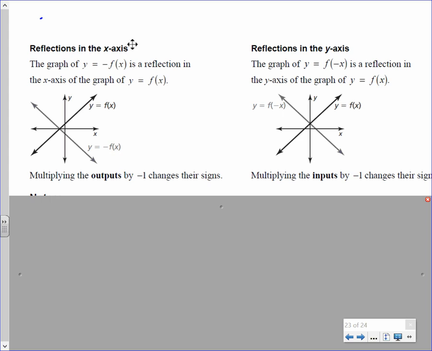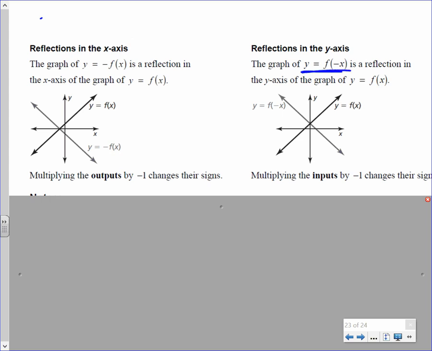The output is what you do with x. You have to multiply it by something, add something, so it's a whole function. So this means the output, and the opposite of the output. In other words, -1 times every output is a reflection in the x-axis. Multiplying the outputs by -1 changes their sign, and we just did that together. Versus the reflection in the y-axis, look what they're doing here: they're just taking the input x and multiplying it by -1.